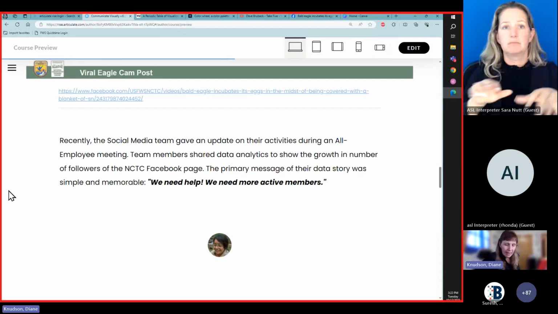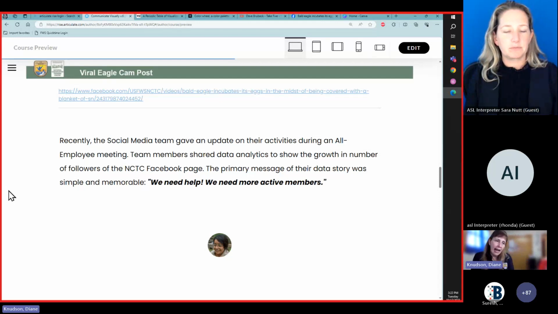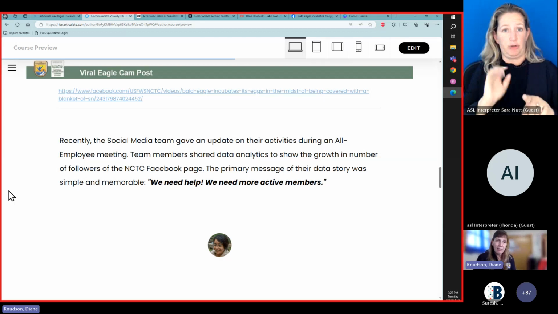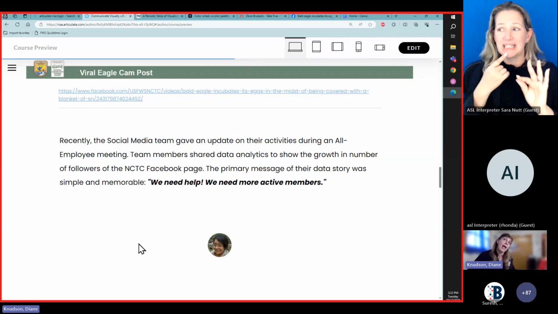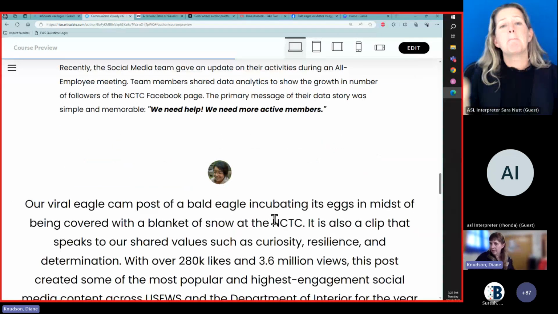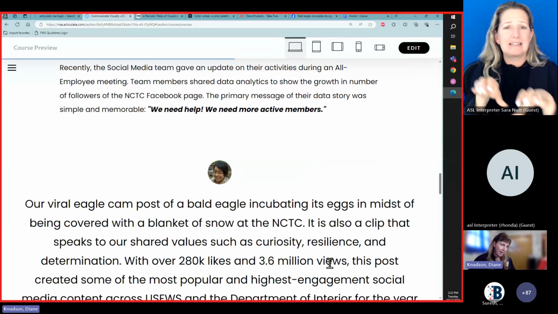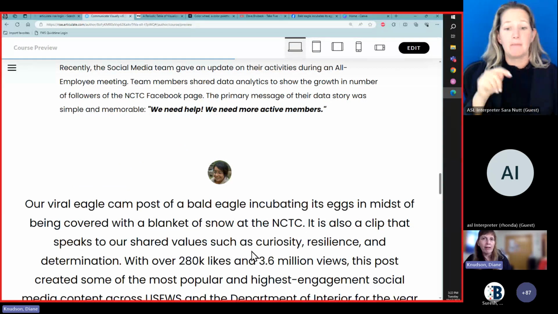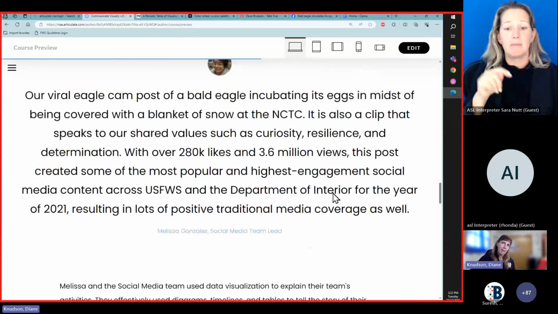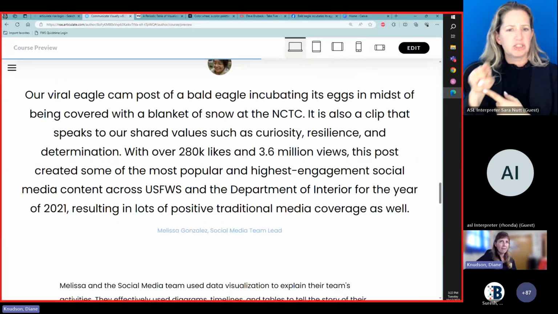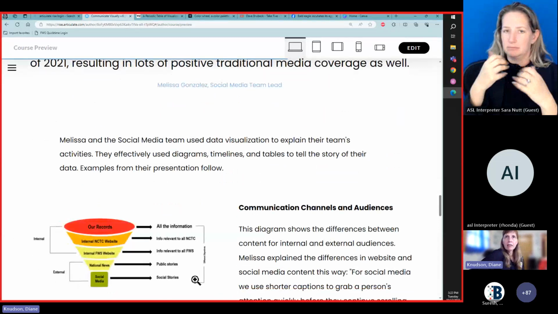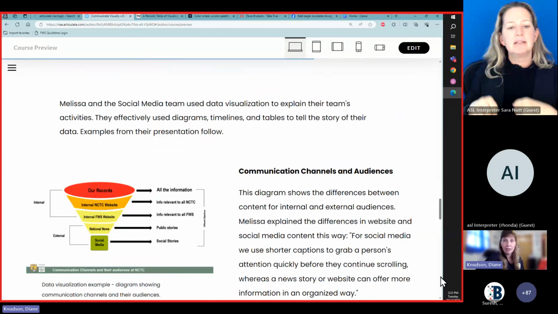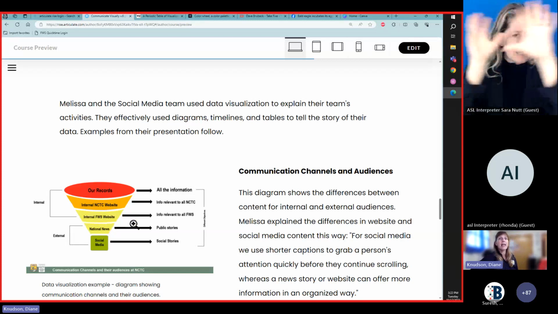And they recently did a presentation at our all-employee meeting. And their message was, we need help. We need more active members. And the head of the team, her name is Melissa Gonzalez. She's very kind and she's got a background in marketing. And this is information from her about that viral post. And she gave some of her data visualizations to me to share with you today.